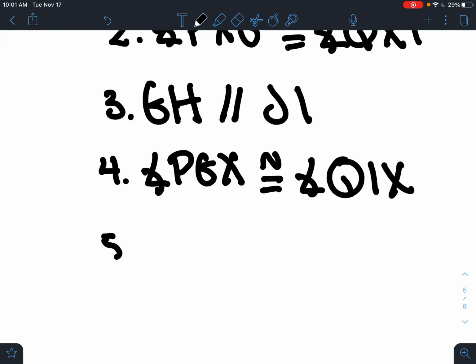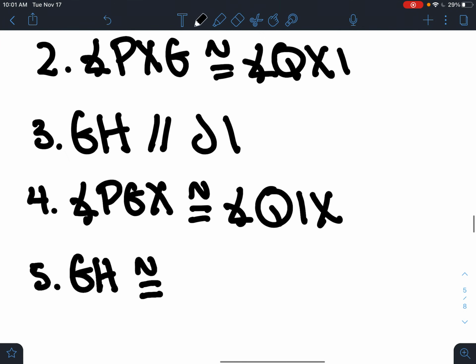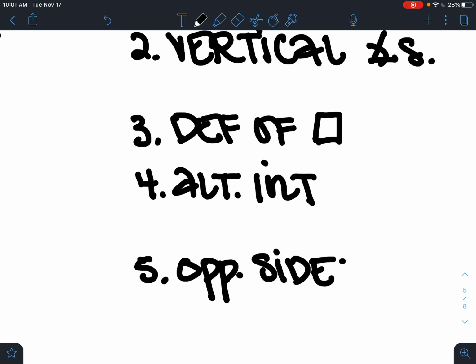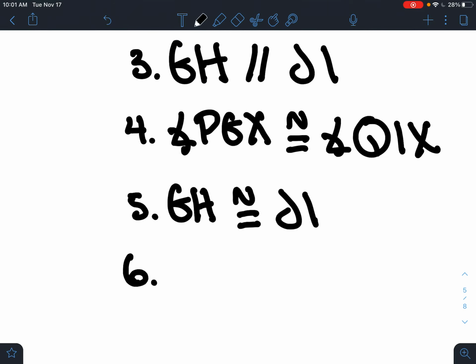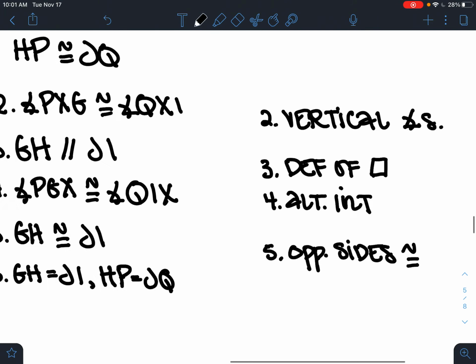So in order to do that, I'm going to state that the full side of GH has to be congruent to the full side of JI. And that's by opposite sides congruent. And I'm going to now do a definition of congruent step where I'm going to do GH equals JI. And then in my given, I'm also going to restate HP equals JQ. And that's by definition of congruence.